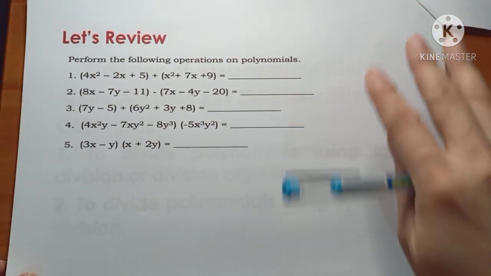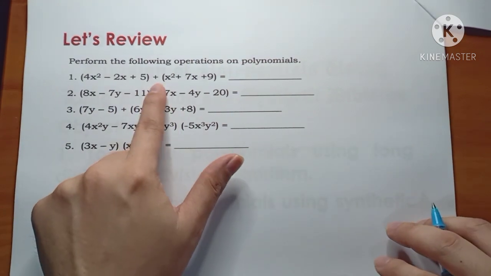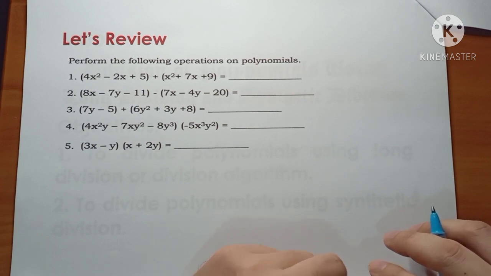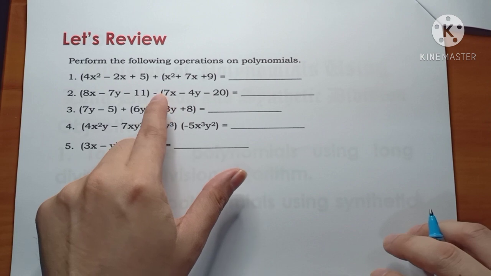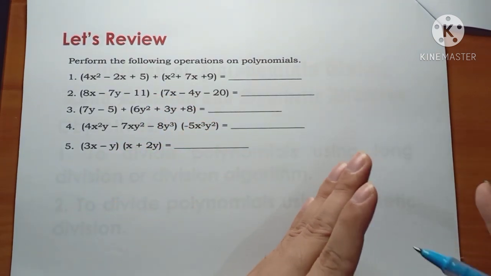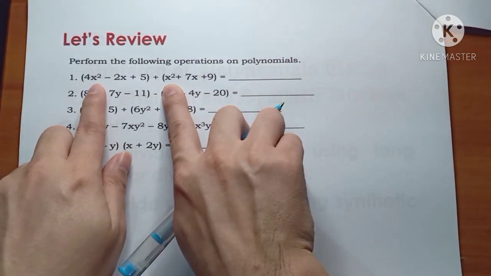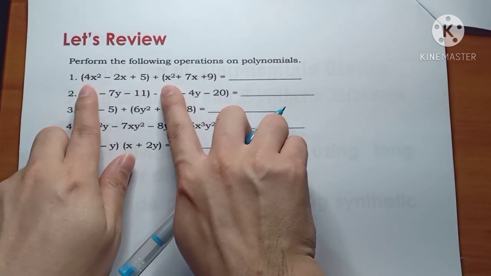So, punta muna tayo sa ating review. Perform the following operations on polynomials. So, sa number 1, we have to add. This is adding polynomials. So, pag nag-add tayo ng polynomials, dapat pareho sila ng literal coefficient. Pag sinabing literal coefficient, yung kanyang variable kasama ang kanyang exponent. And then, saka lang natin i-add ang kanyang numerical coefficient. So, ito, since pareho lang yan, ito naman ay parehong may x at ito ay constant. So, pagsamahin lang natin ito.